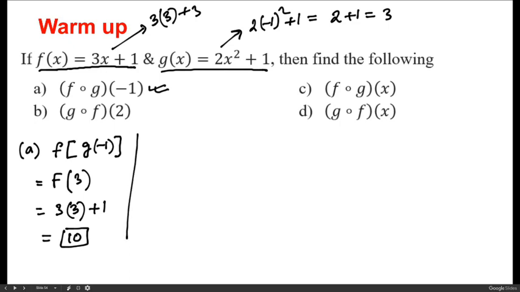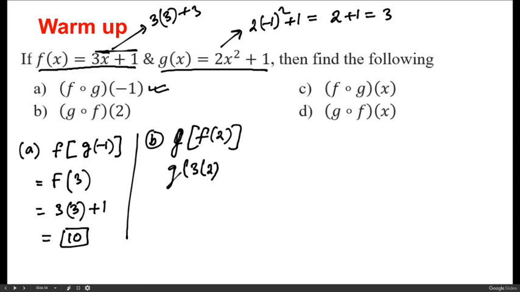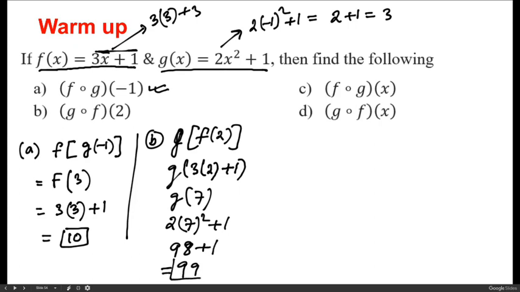That's your A. Now in B, we have to find g o f of 2, meaning g of f of 2. So you plug in 2 into f: 3 times 2 plus 1, that is g of 7. And when you plug in 7 there, it will be 2 times 7 squared plus 1. So 49 times 2 is 98, plus 1 equal to 99.